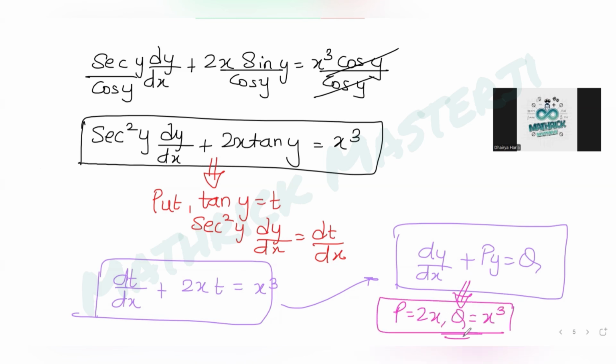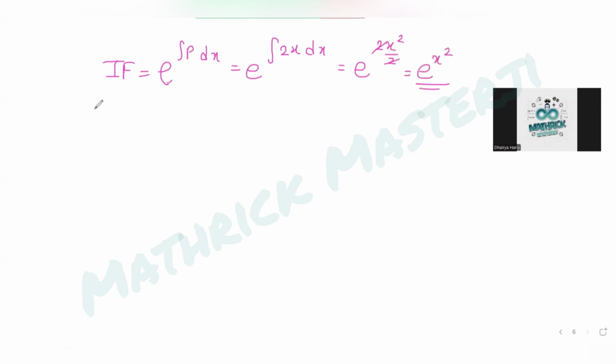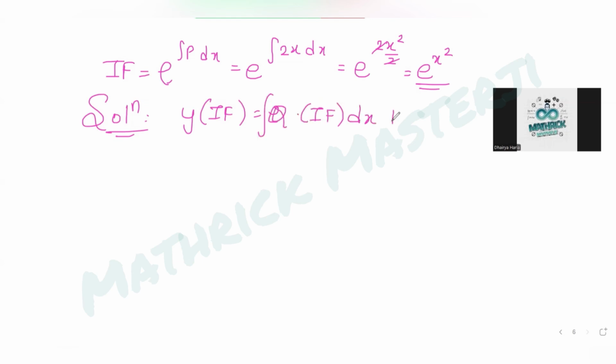Once I have P and Q with me, I can find my integrating factor, which is e raised to integral P dx. P in this case is 2x, so I get e raised to 2x squared over 2. This cancels and you get e raised to x squared. The solution for this type of differential equation is y times IF equals integral of Q times IF dx plus c.